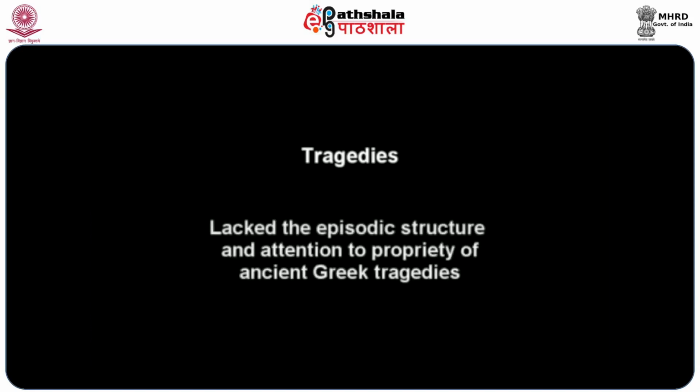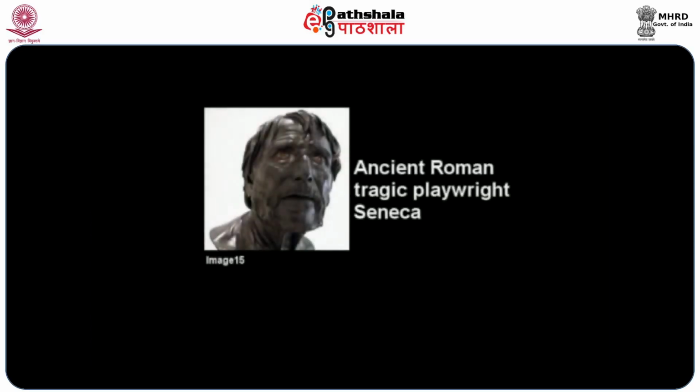There were three types of plays in which Elizabethan playwrights excelled. These were the tragedies, the histories, and the comedies. The tragedies of Elizabethan England departed from the ancient Greek tragedies. They lacked the episodic structure and the attention that was paid to propriety. In this way, the Elizabethan playwrights were truer to their Roman counterpart Seneca. By his example, the Elizabethan playwrights excelled in what became known as the revenge tragedy.